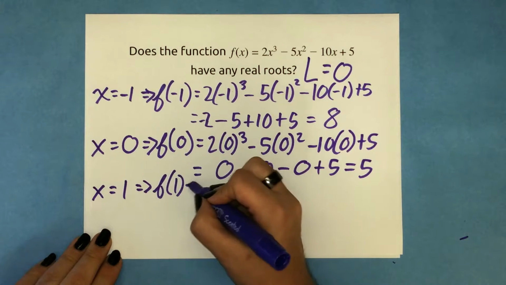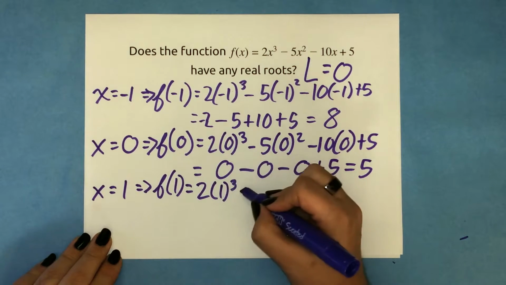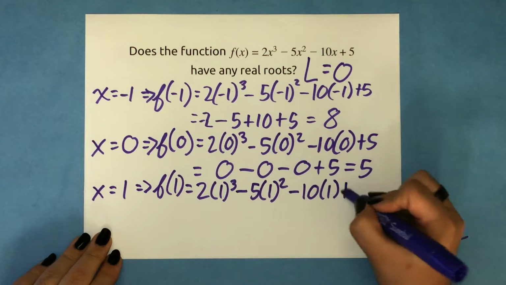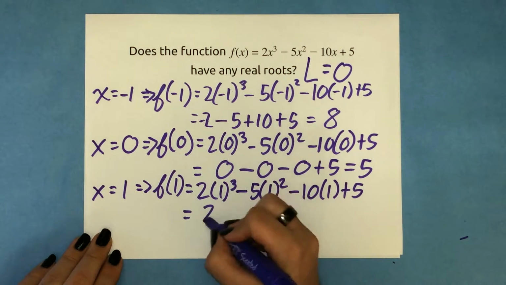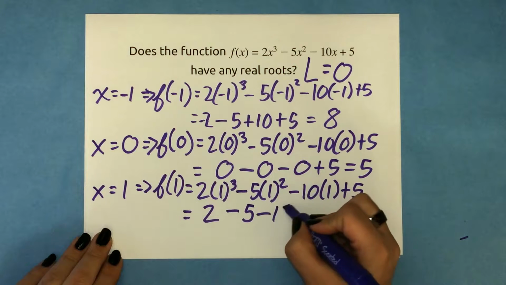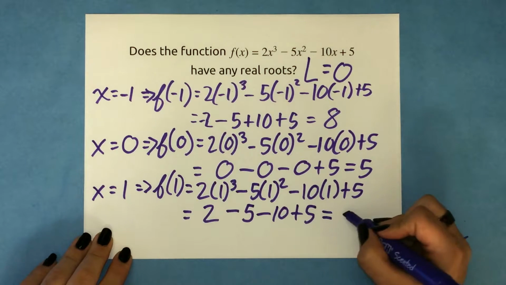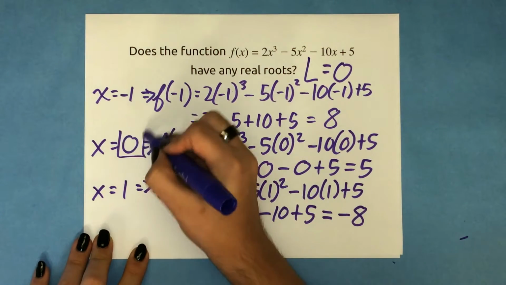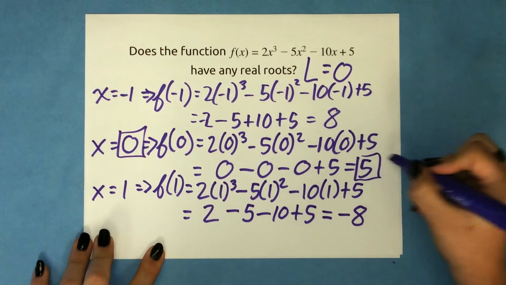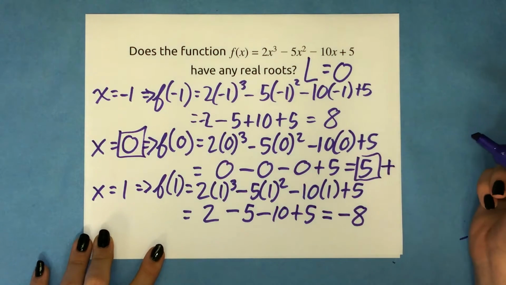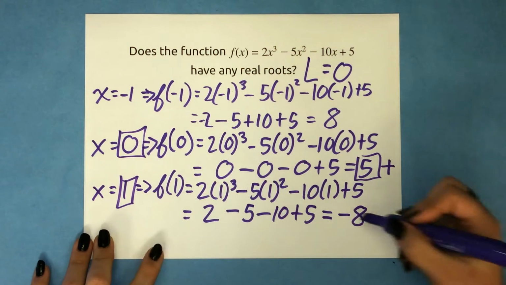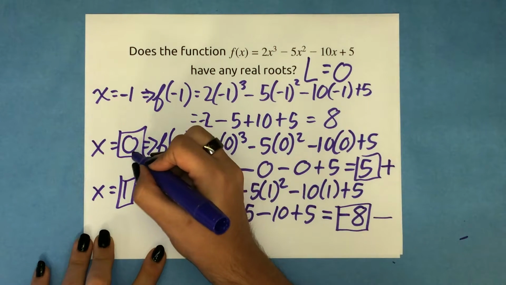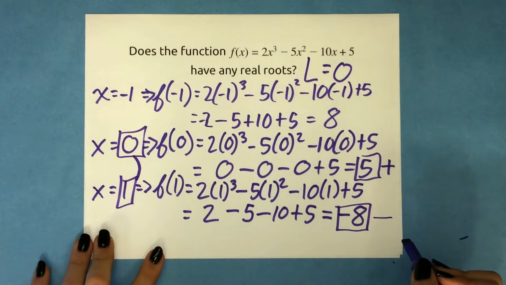Then f of 1 is equal to 2 times 1 cubed minus 5 times 1 squared minus 10 times 1 plus 5, which becomes 2 minus 5 minus 10 plus 5, which is equal to minus 8. So now that we've found one x value, 0, which corresponds to a y value above the x-axis, or is positive, and another x value, 1, which corresponds to a y value which is below the x-axis, or negative, we know that somewhere in between 0 and 1, we must cross the x-axis.